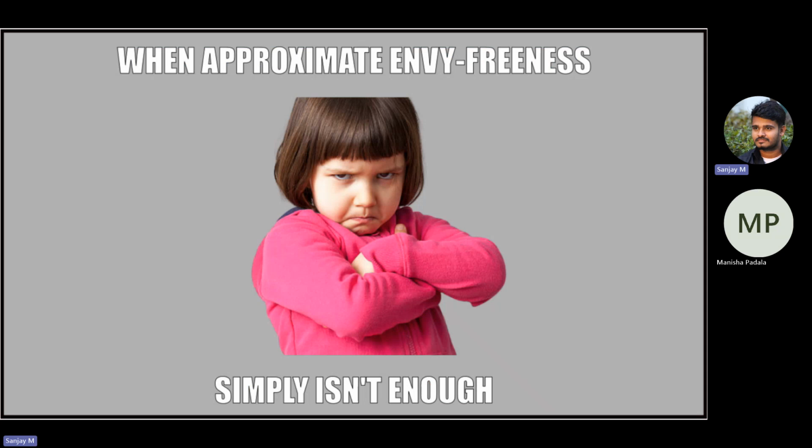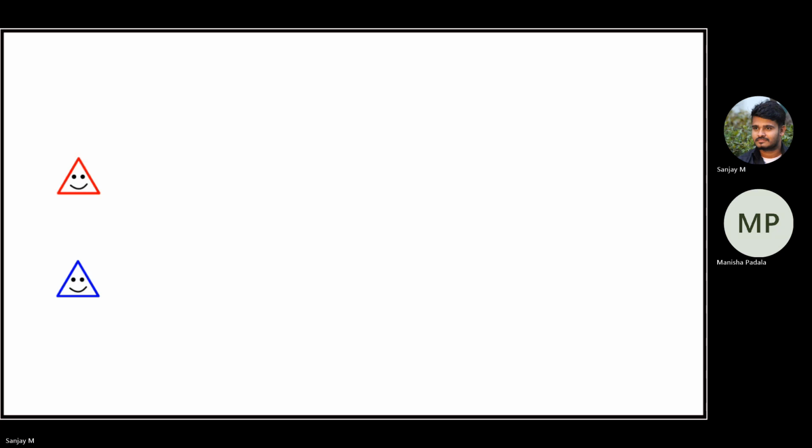But there are situations where EF1 is not enough. Sometimes we are not satisfied with just some kind of approximate envy-freeness. And I'll give you an example where that might be the case. So let's think of a scenario where you just have these two agents, red and blue, and say there are these two kids. And on day one, 3 candies arrive, to be distributed between these two kids.